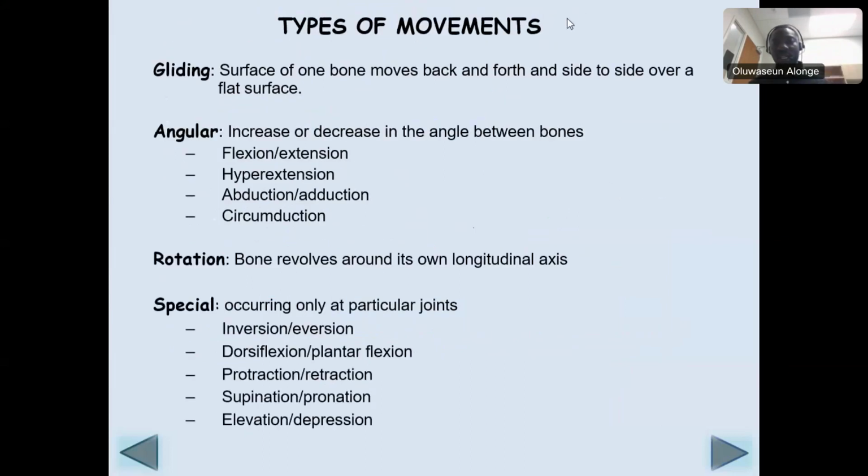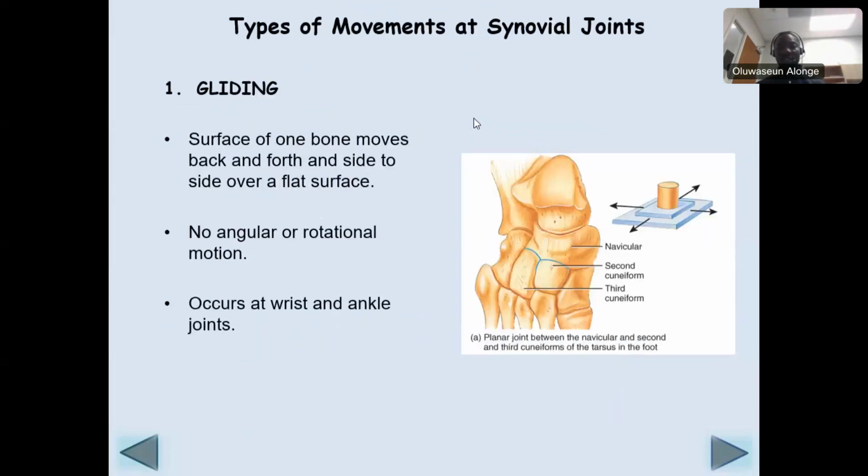Now, what are the kinds of movements that these joints make? The first one that I will talk about is the gliding movement. We have the gliding movement, the angular movement, the rotational movement, and special movements. So I'll take it one after the other, but very fast.